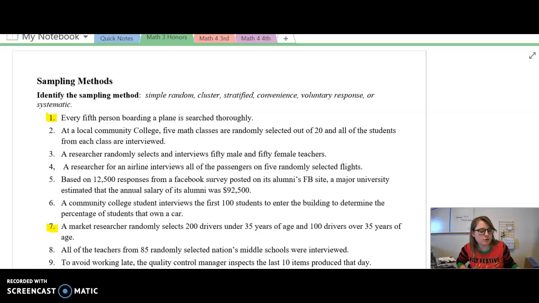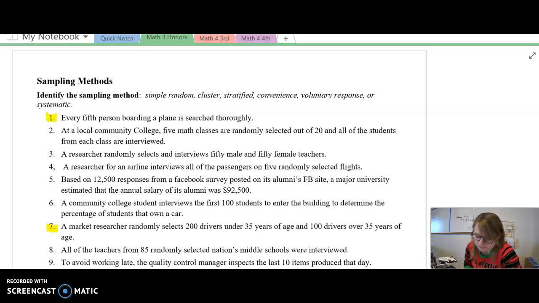Alright, hello, welcome back to part 2 of vocab and sampling methods. So this is where we're going to get into the sampling methods part. For these questions, we need to identify if it is simple random, cluster, stratified, convenience, voluntary response, or systematic. Now all of these terms are on that vocab sheet that we did in the first one. So if you need a refresher, always just go back.